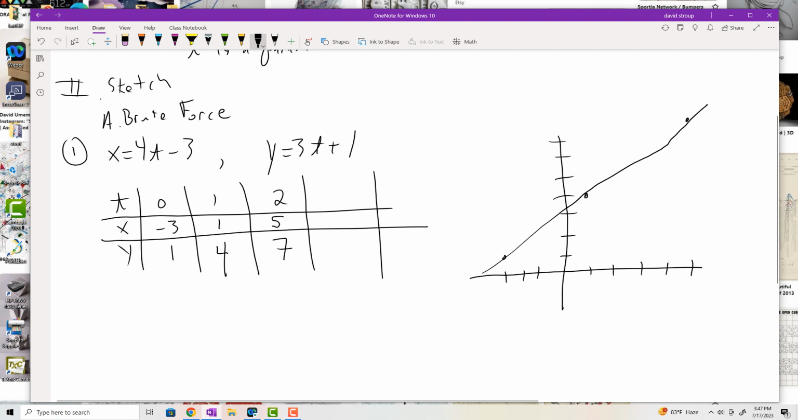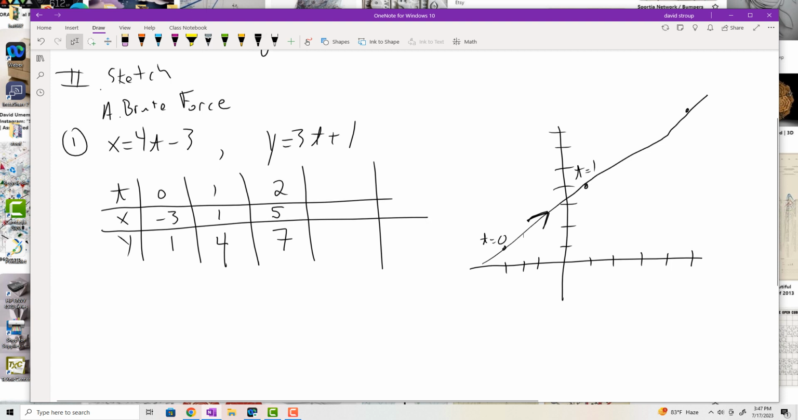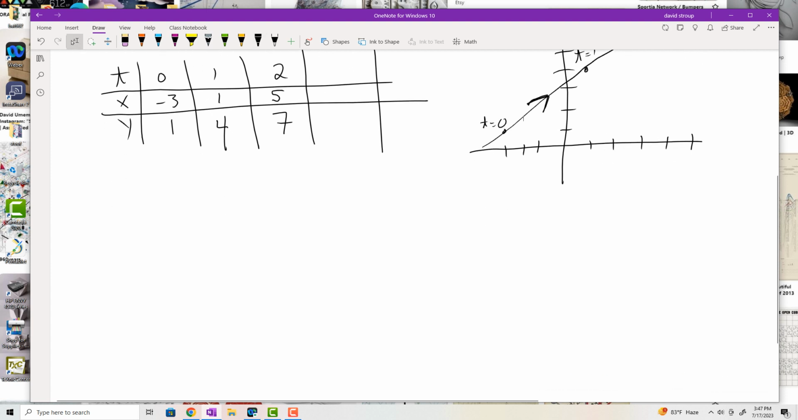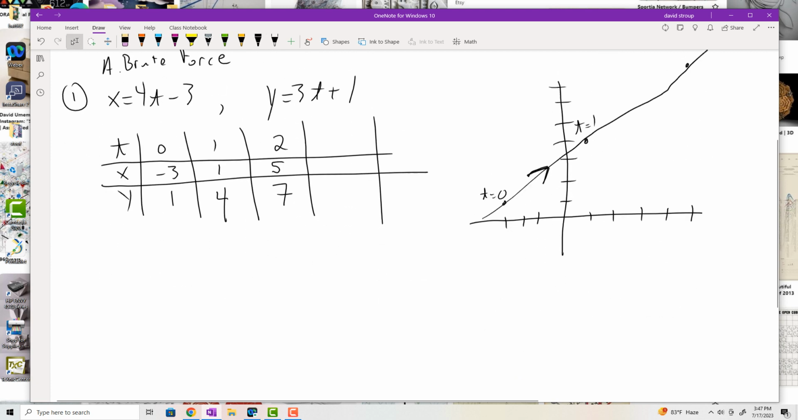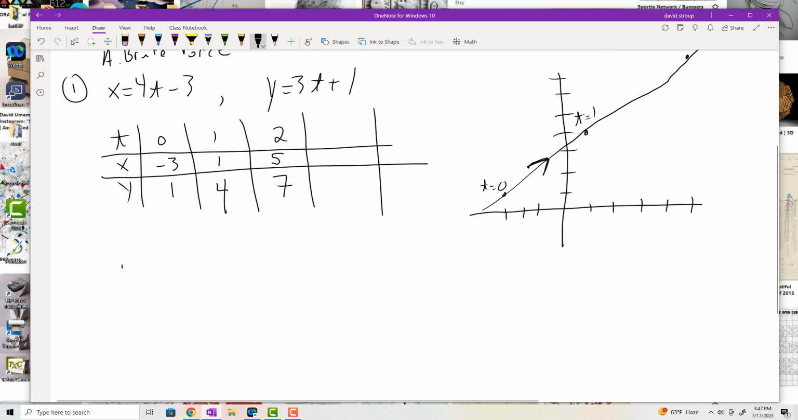So how do I do that? You just identify the t value. So this is t equals 0, and then it goes to t equals 1. So it's traveling from 0 to 1, so you put a little arrowhead on it to indicate that direction, okay? And that's as easy as it gets. It's really easy. Okay, so that's your first method. That always works. It's probably how our calculators work. I don't know how Desmos does it. I think it's different, right?